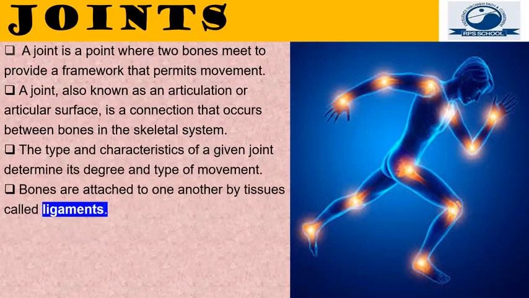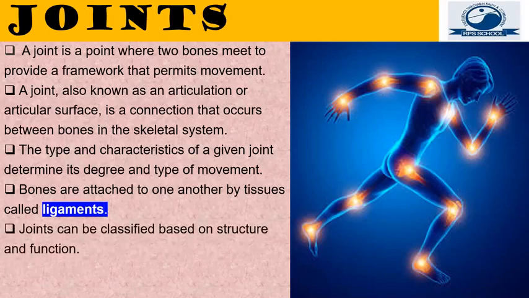Bones are attached to one another by tissues called ligaments. Ligaments connect the bones, forming the joints and prevent the bones from falling apart during movement. Ligaments are stretchable and elastic, and so they allow the bones to move at the joints easily. Joints can be classified based on their structure and their function.